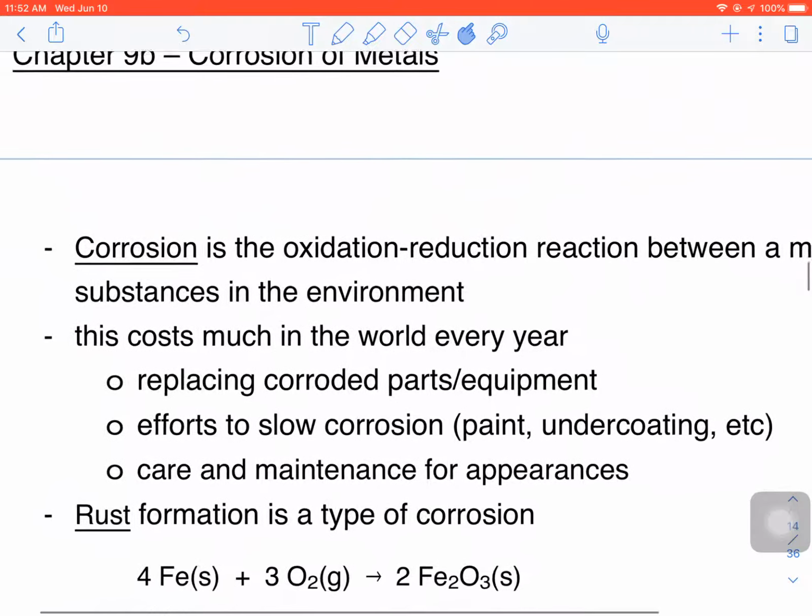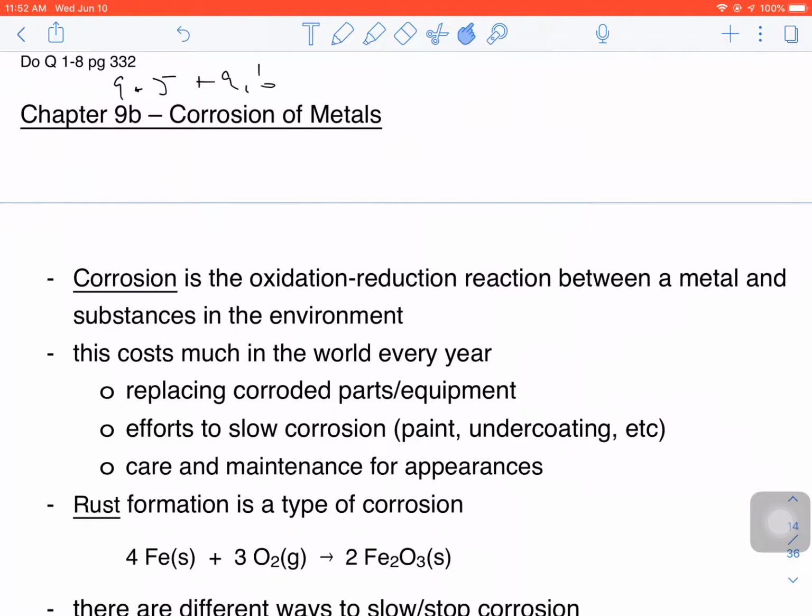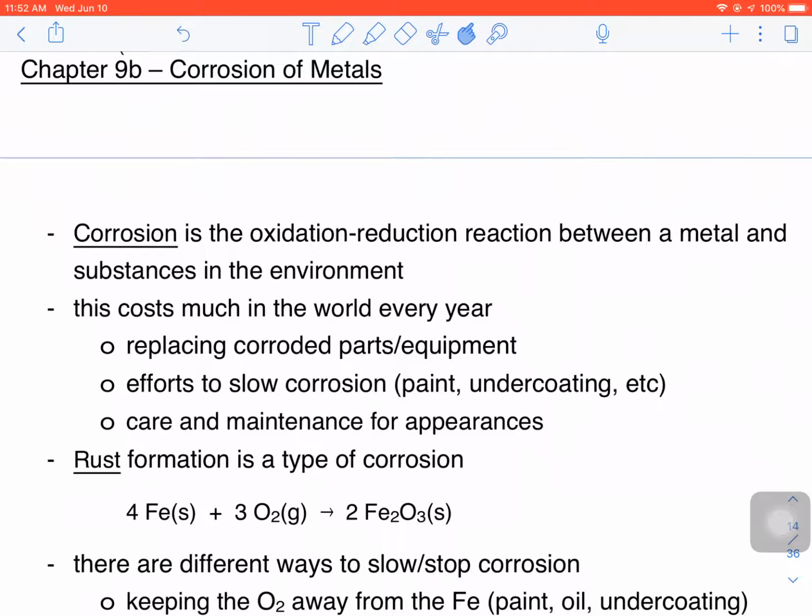Now, a lot of metals have the ability to react with oxygen, so we've come up with a generic name for the type of reaction we're talking about, and that's called corrosion. So corrosion is a type of redox reaction that involves any metal and substances that are around it. Now in the environment, that means for us, we typically think of outside in a forested area, but environment to a chemist means anything that's surrounding the metal.